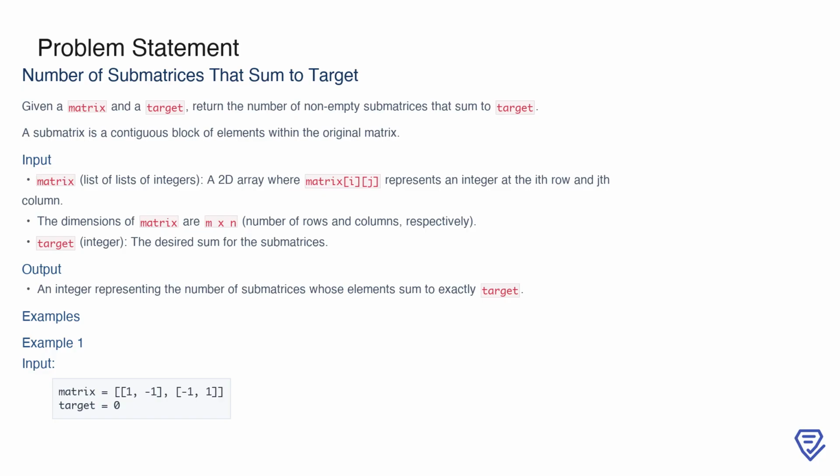For example, if the input matrix is a 2x2 array and the target is 0, we are tasked with identifying all contiguous submatrices within this matrix whose elements add up to exactly 0. Let's explore some examples to clarify this further.